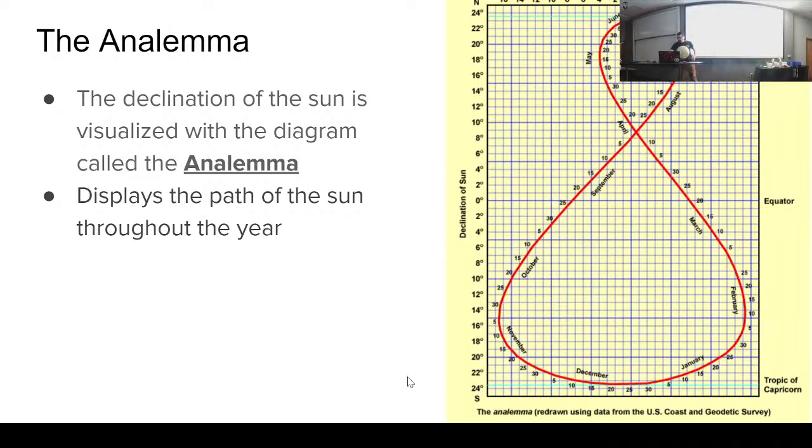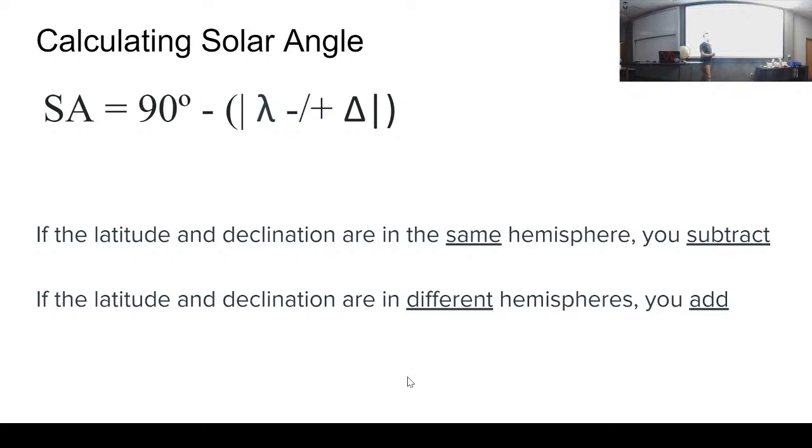So your values for lambda would be our location, which is 34 degrees, and then you have a plus or minus the delta, which would be 9 degrees. Okay? So how do you determine whether you are using a plus or a minus? Well, if the latitude and declination are in the same hemisphere, you subtract. If the latitude and declination are in different hemispheres, you add.